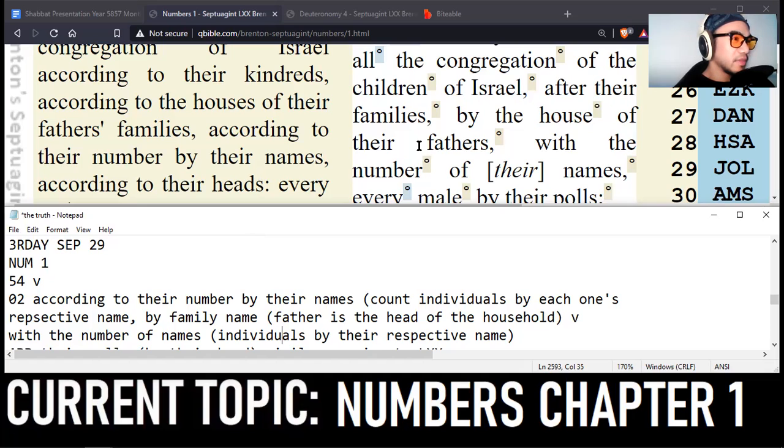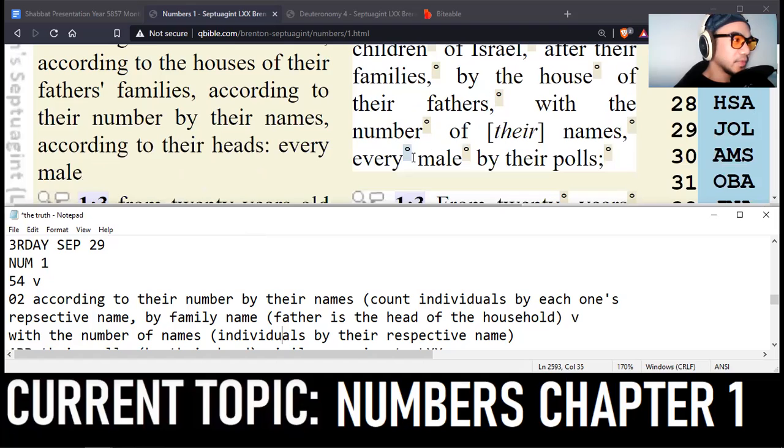versus with the number of names. So you're counting individuals by their respective names. So if somebody is named Yeshua and someone else is named Yeshua, then you count all the Yeshuas. But in the Septuagint, it's basically counting people according to their respective households.